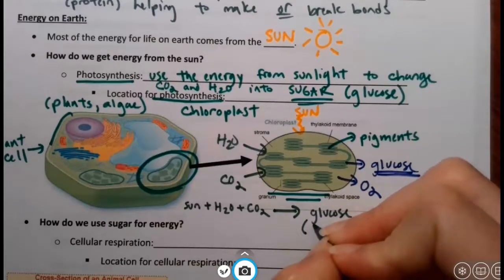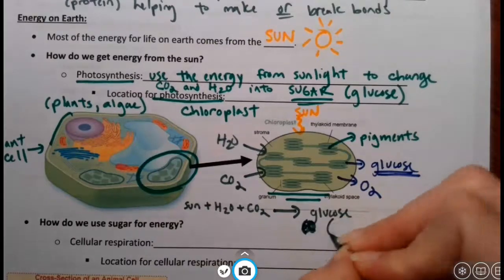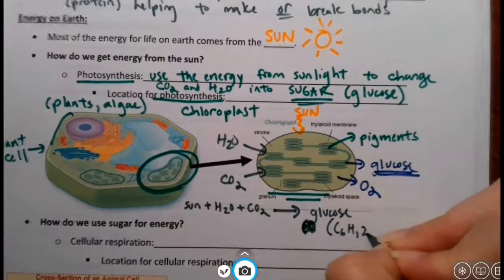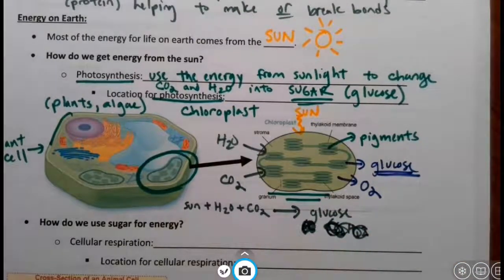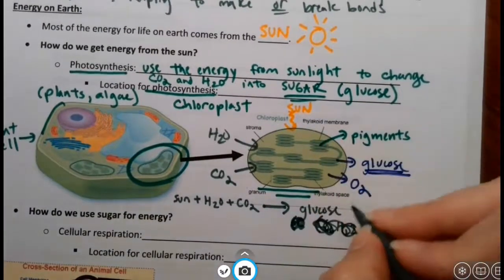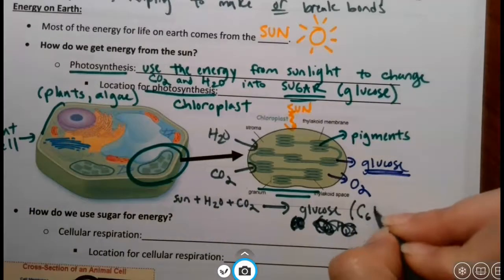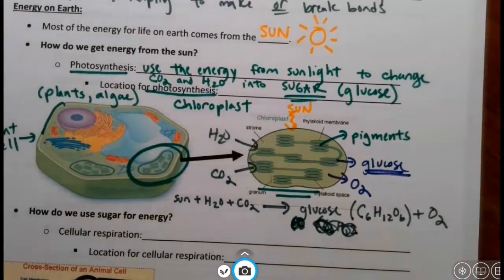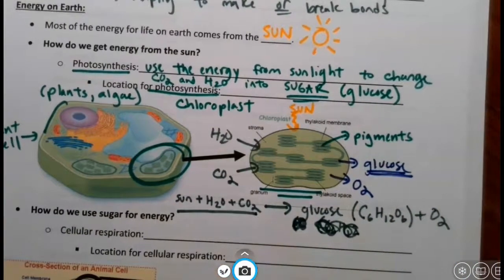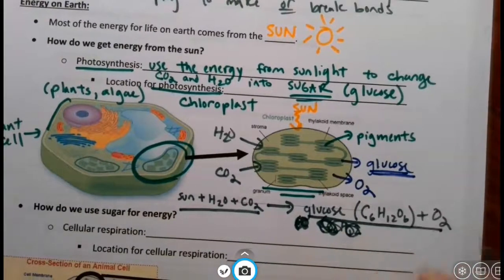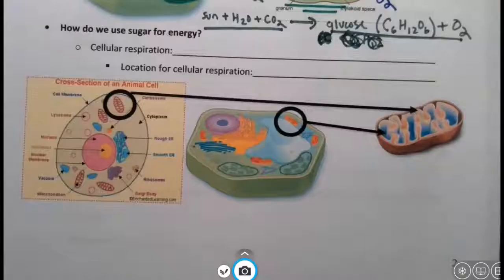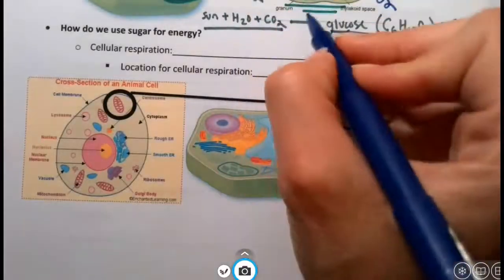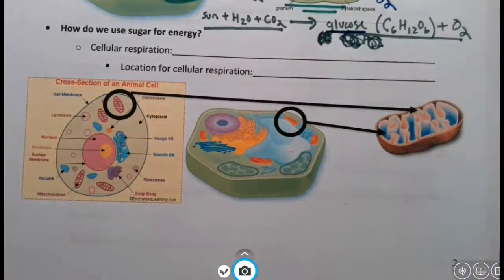which the chemical formula for glucose is C6. Oh, sorry guys. The chemical formula for glucose is C6H12O6, and oxygen gas is also created. So these are the reactants, sun, water, and carbon dioxide, and they're turned into the products, which are glucose and oxygen. Okay, so plants and algae make glucose for us, but we can't use glucose directly for energy.